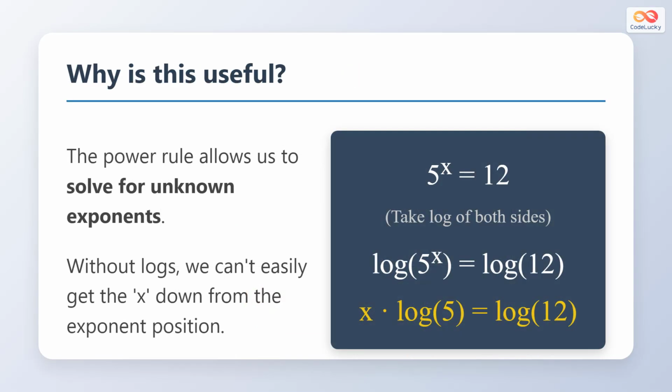Why do we care? This rule is the key to solving equations where the variable x is stuck in the exponent, like 5 to the power of x equals 12. By taking the logarithm of both sides, we can use the power rule to bring the x down and solve for it using simple division.